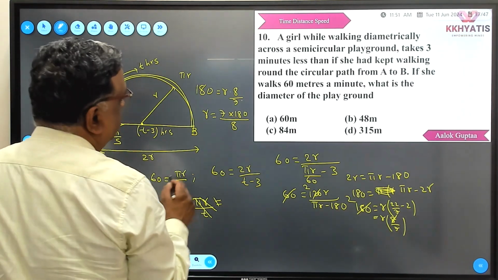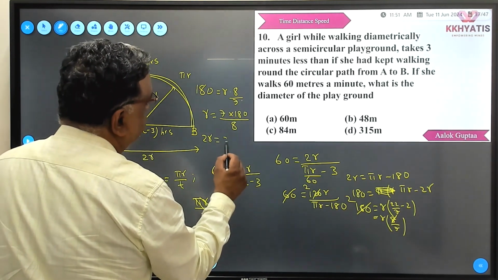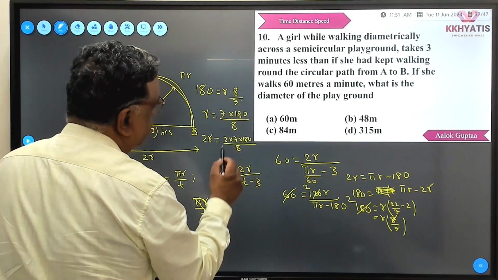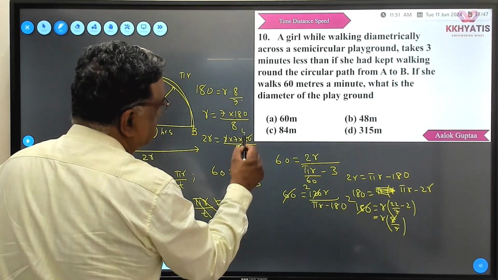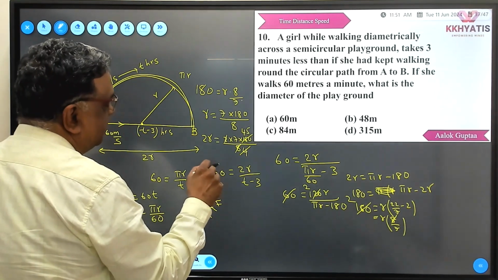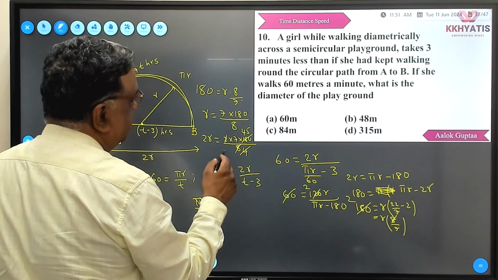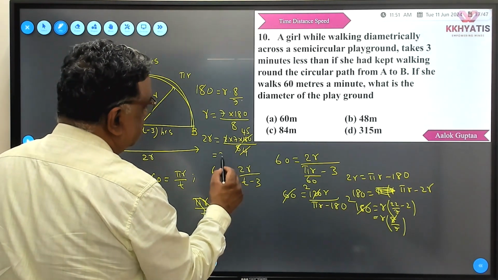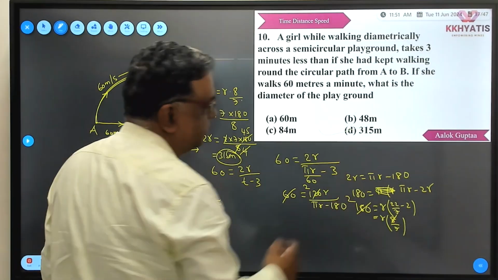Correct? But we have to find the diameter, which means we have to find 2r, which will be 2 into 7 into 180 upon 8. So this will get cancelled by 4. 4 fives are 20, 4 times 45 is 180. 45 into 7: 50 into 7 is 350, and 5 into 7 is 35. 350 minus 35 is 315 meters. Answer should be 315 meters.